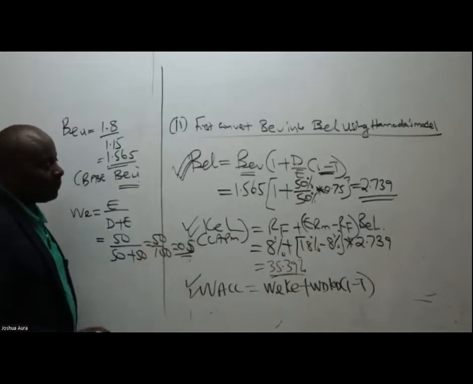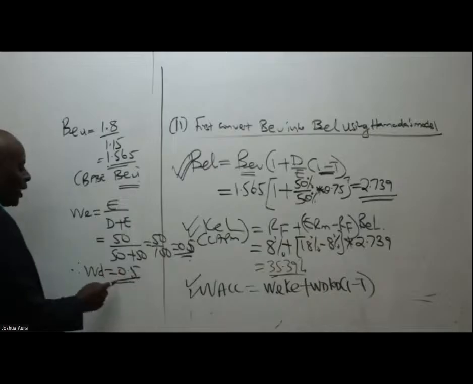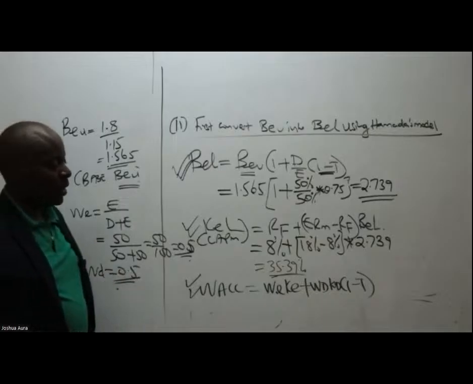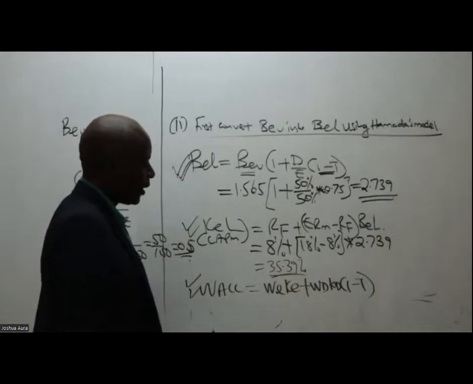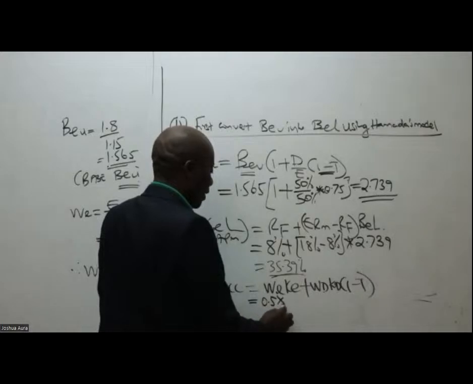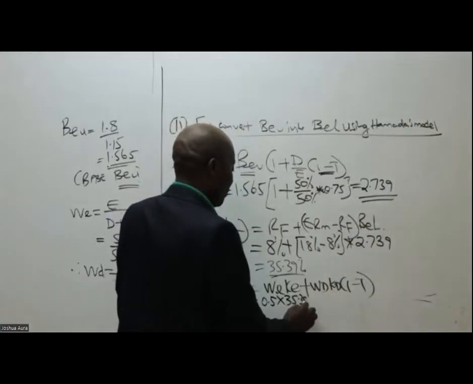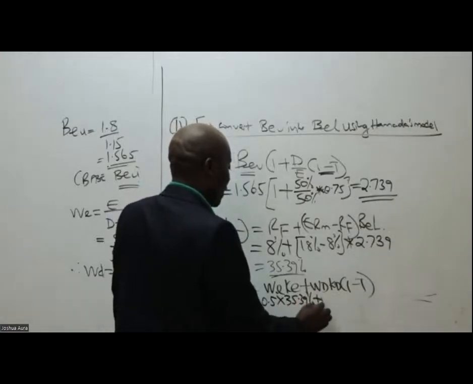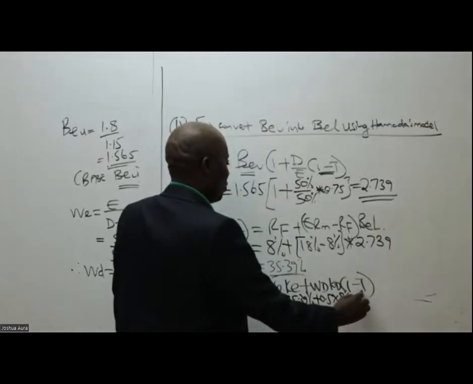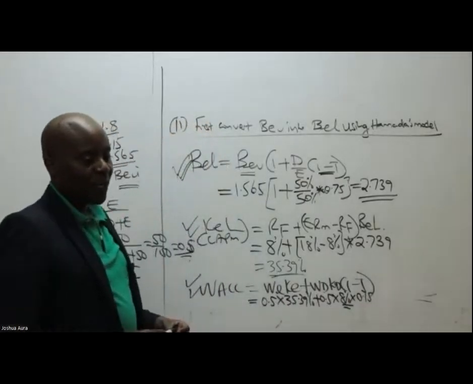And then the moment I've gotten weight of equity, the weight of debt will also be 0.5. So the weight of equity, ladies and gentlemen, here is 0.5. The cost of equity is what we already have here, 35.39%. Weight of debt is 0.5 times cost of debt is 8%, times 0.75. I'm so sure you don't know where I got 8% from.